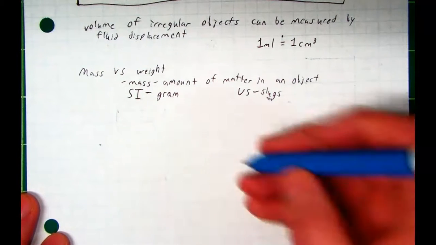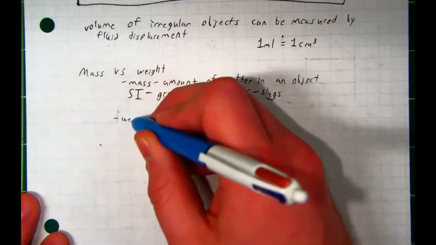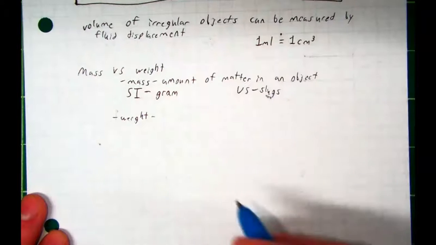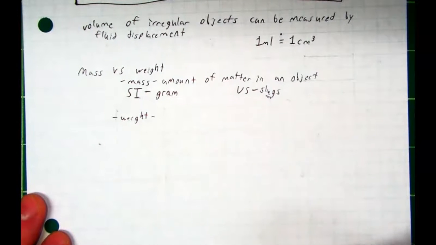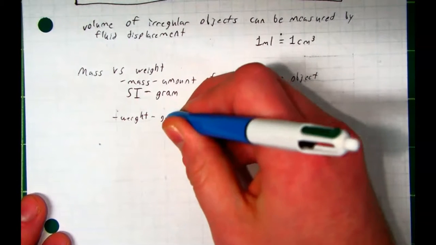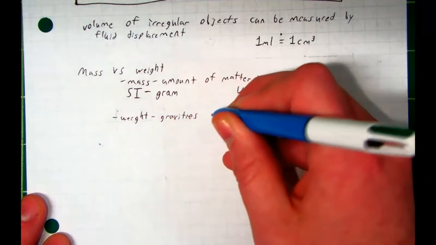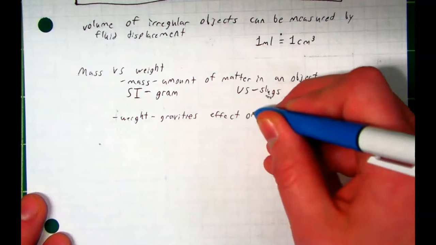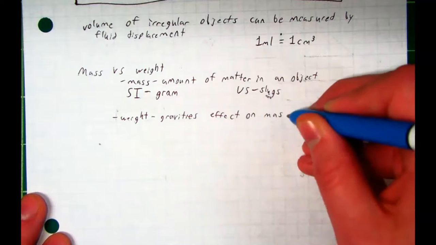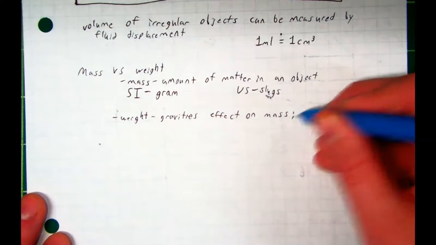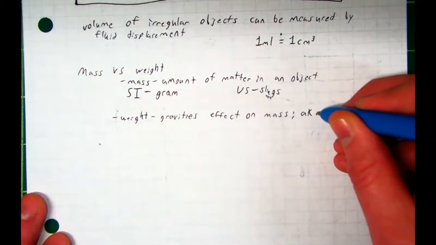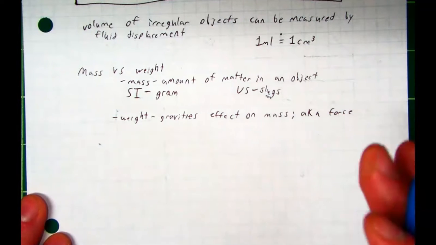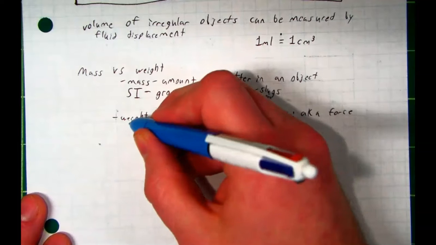Okay, mass is the amount of matter in an object. What about weight? Let's go ahead and define it for ourselves. So weight. Weight is not mass. Weight is gravity's effect on mass. You could think of it as the force due to gravity. So we can say also known as force, because it is a way to measure force. How do we measure weight in the U.S. system?